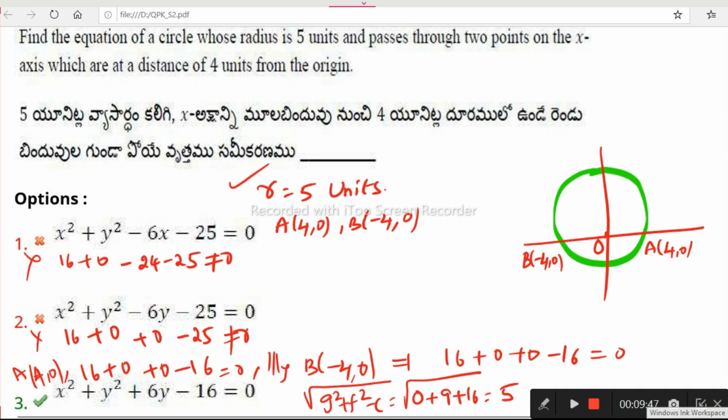All these conditions are verified, right? Now look at the next question.